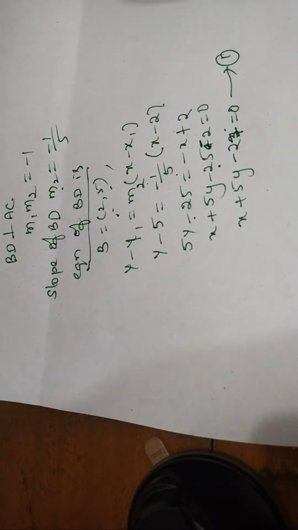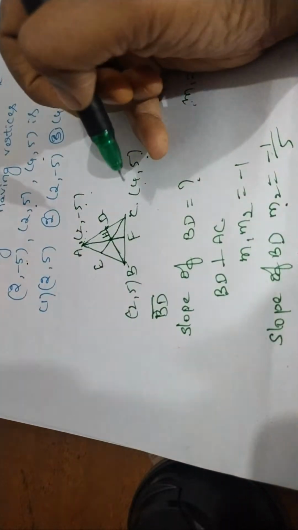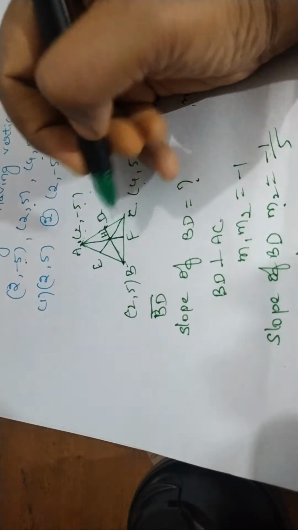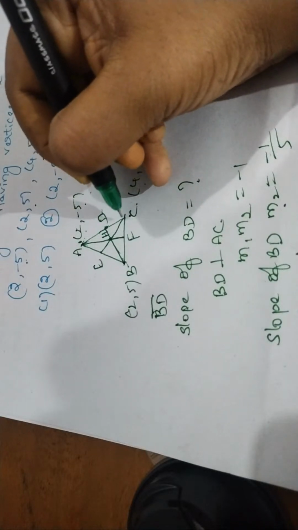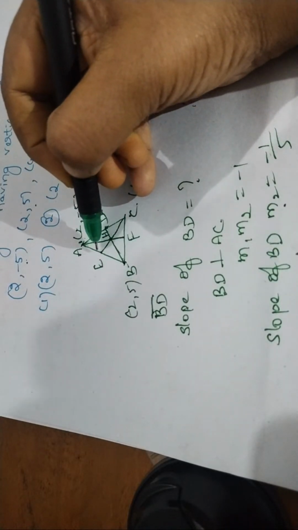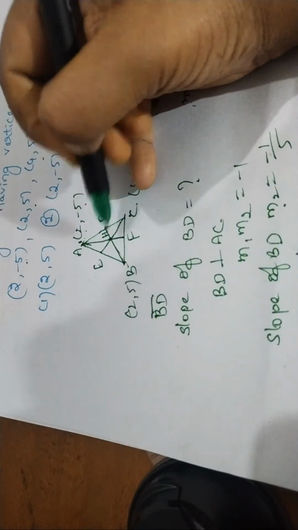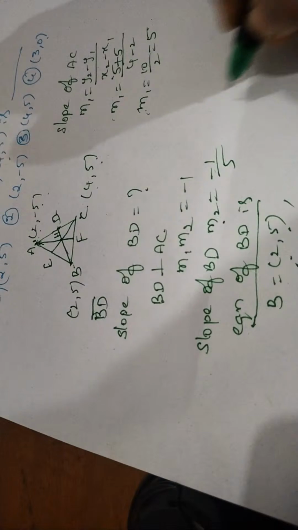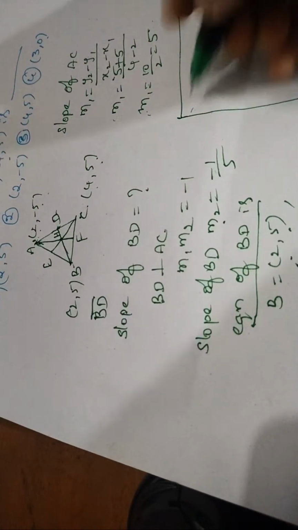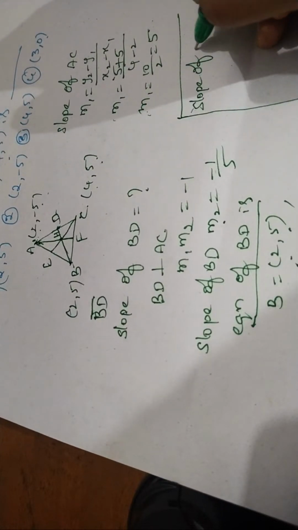This is equation 1. Next, take another altitude. We will consider another altitude like CE. I'll take the CE altitude. Now we want to find the CE slope. How can we find it? We know only C. We don't know the E point. Then at that time we take the perpendicular slope. CE is perpendicular to AB. Now find the slope of AB.